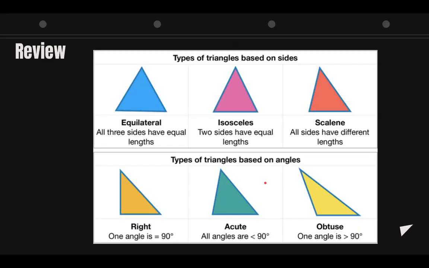Let's review all of our triangles right here real quick. We have an equilateral, all sides the same. Isosceles, two of the sides are equal. And a scalene, every side is different in length. On the right angle, one angle is a 90-degree angle. On an acute triangle, every single angle is less than 90 degrees. On an obtuse angle, just one of those angles is greater than 90 degrees.